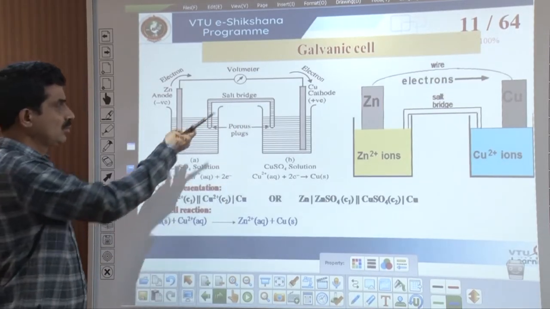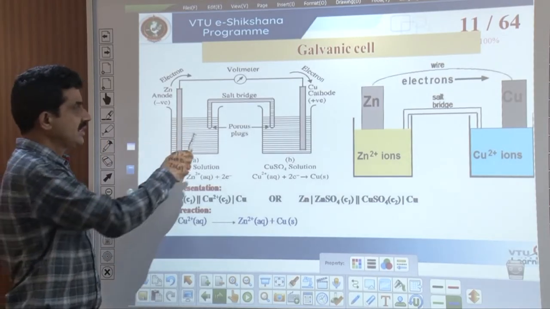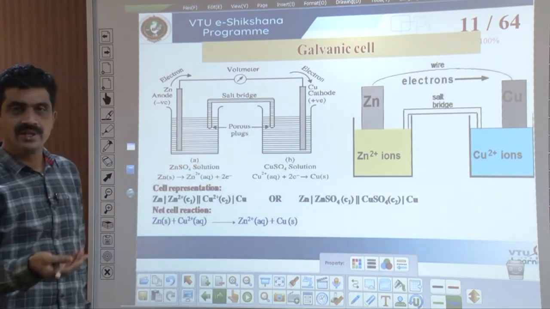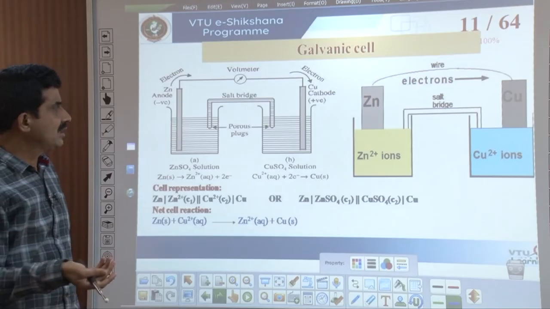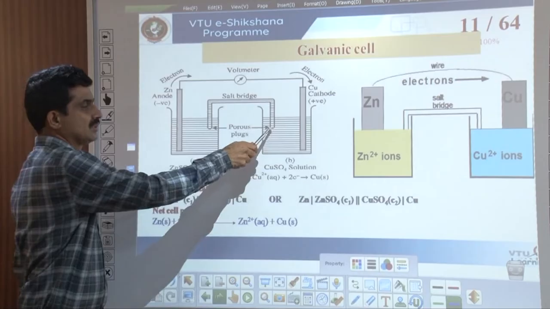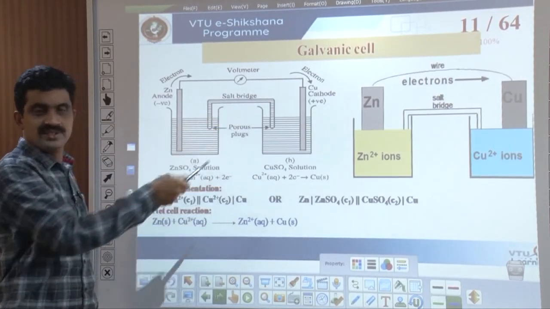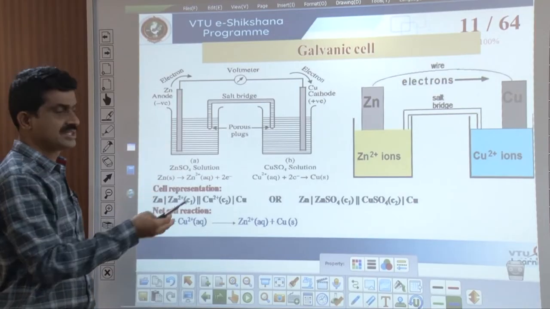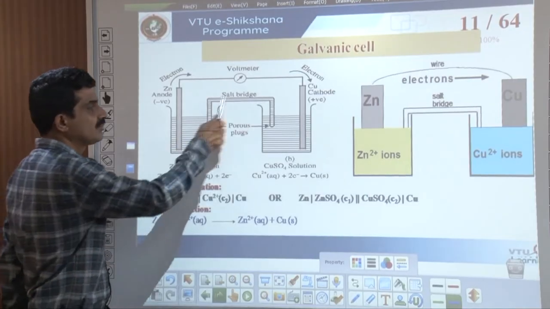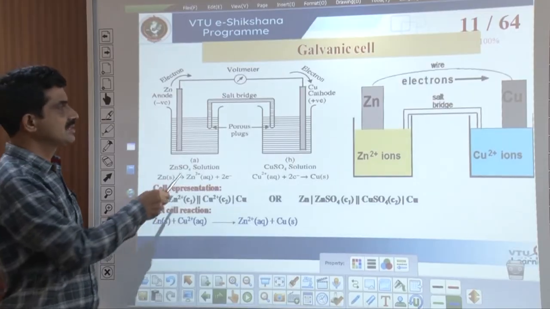We all know how a salt bridge is constructed. It is a U tube filled with a saturated solution of KCl or KNO3 or ammonium nitrate. The ends are closed with porous plugs. So this salt bridge completes the circuit. See, the functions of salt bridge are: it completes the circuit, it avoids the intermixing of both the solutions, and it maintains electrical neutrality. These are the functions of a salt bridge.